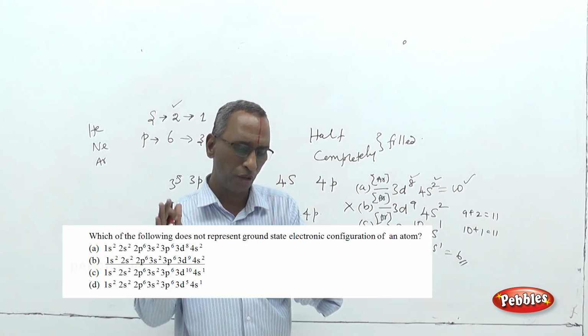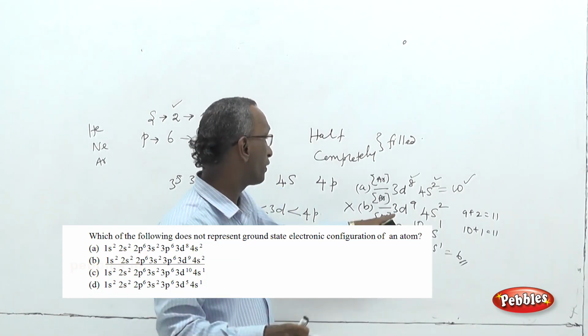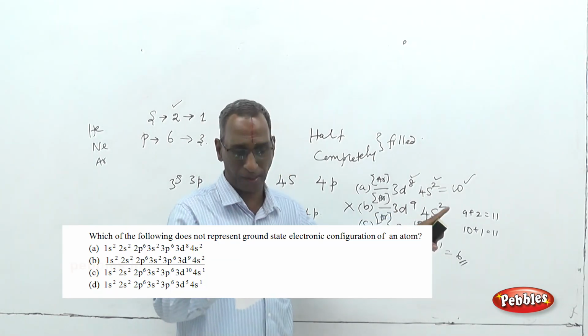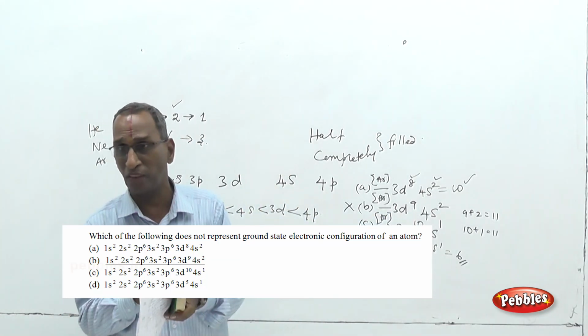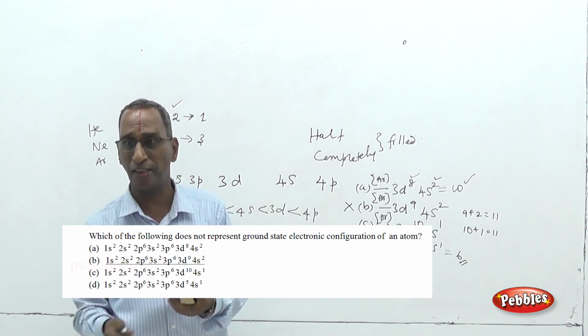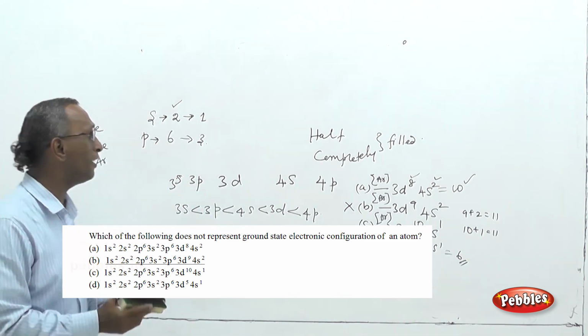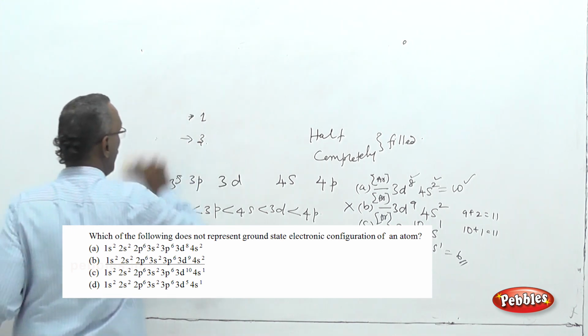The question reads: which of the following does not represent the ground state configuration? The second choice does not represent it because of stability reasons. That is to be noted. So this finishes the tackling of this question.